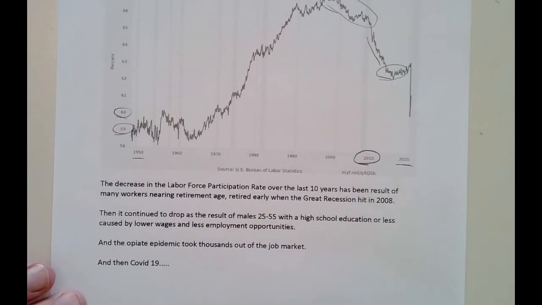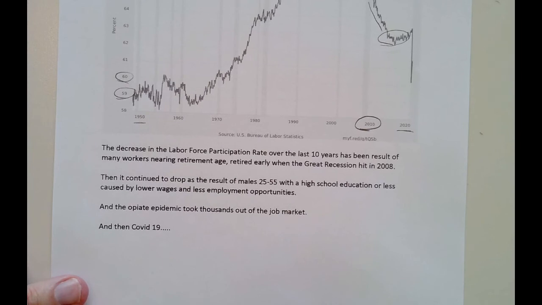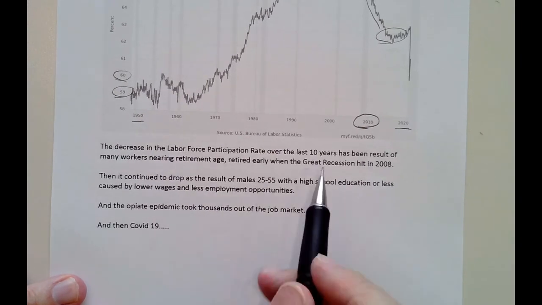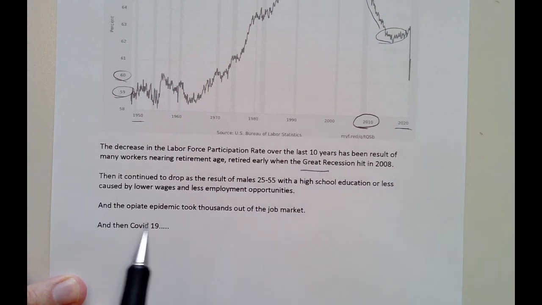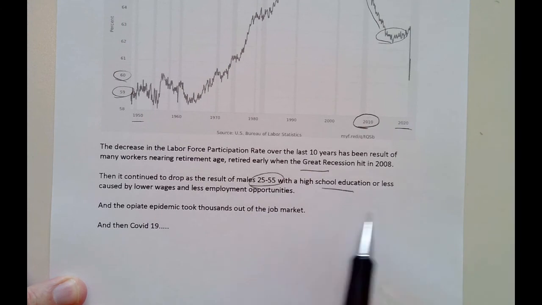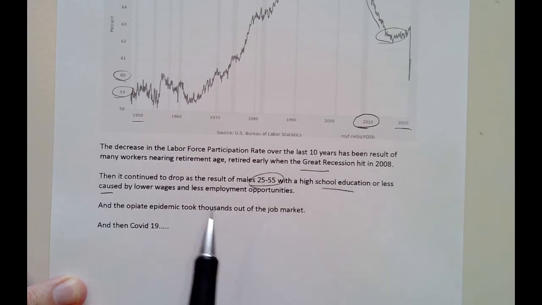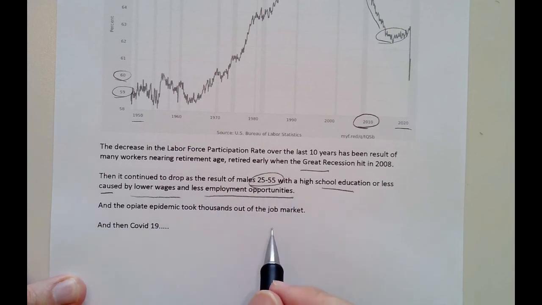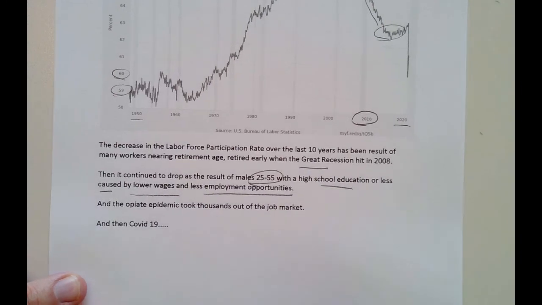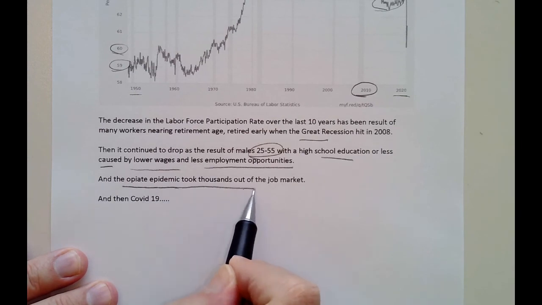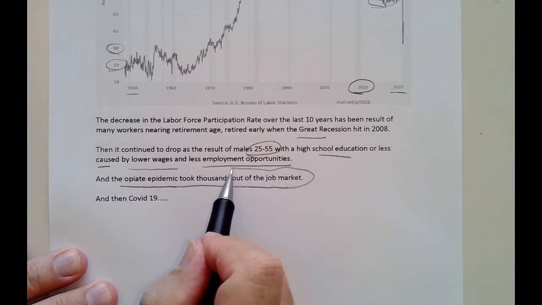And so I went into the Bureau of Labor Statistics to find some reasons there. And it looked like, again, a lot of people retired from the Great Recession. But it also continued to drop as a result of males 25 to 55 with high school education or less, and they have left the labor market due to lower wages and less employment opportunities. So people without a college degree have been having a much more difficult time finding employment with decent wages. And, not to forget, the opiate epidemic has taken thousands out of the job market and has devastated many areas of this country.